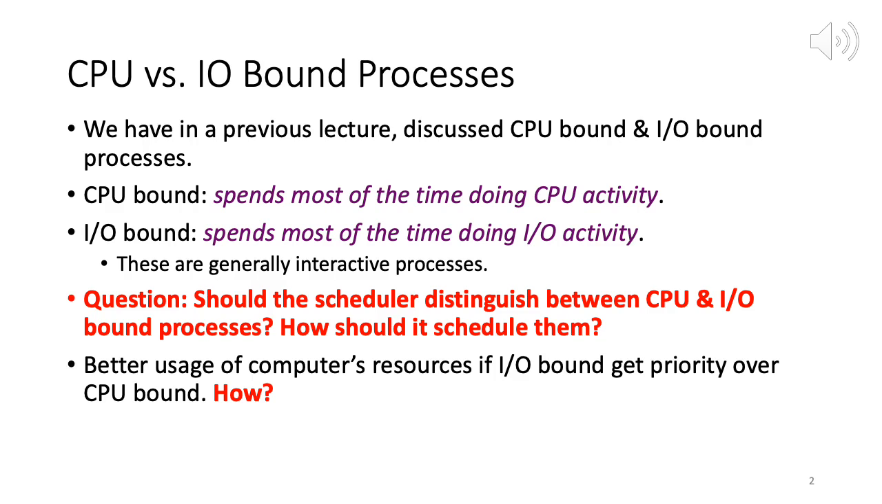Okay, so there is better usage of the computer's resources if IO bound gets priority over CPU bound, because if you give the CPU to the CPU bound first, your IO devices will be underutilized for a long time, since IO devices can only be utilized once the IO bound processes have gotten the CPU. But if you give the CPU to the IO bound first, very quickly they'll execute and go straight to the IO devices, so utilization will be quite good. So in general, when you have both, it's good to give IO bound more weightage, more priority, right?